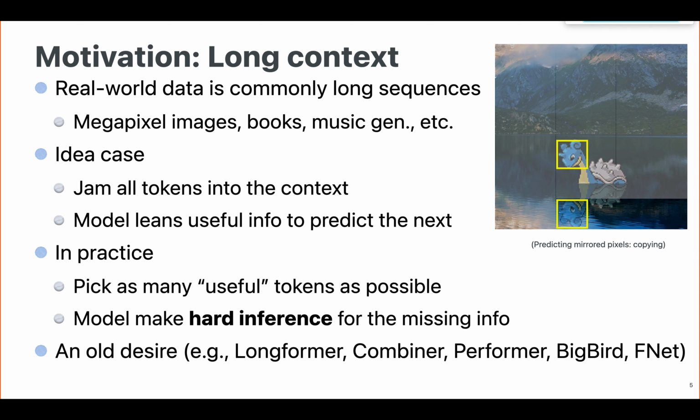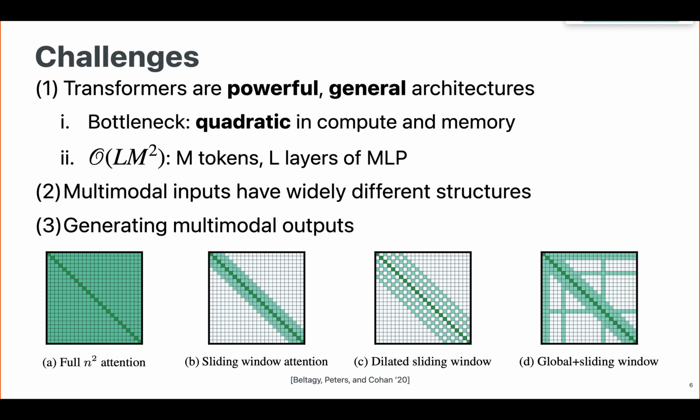So this is the full attention. In the literature, people will have this sliding window, where we only assume that nearby tokens are more important than far away ones. And we can do dilated ones or even a combination of both. So all kinds of techniques have been employed.